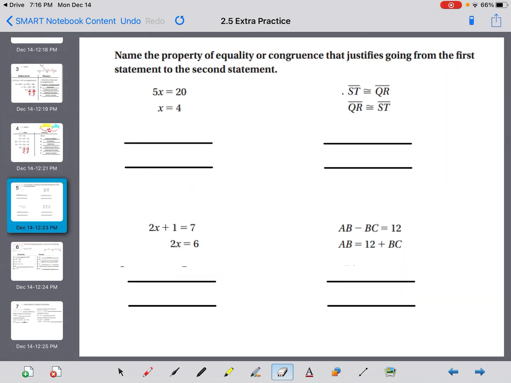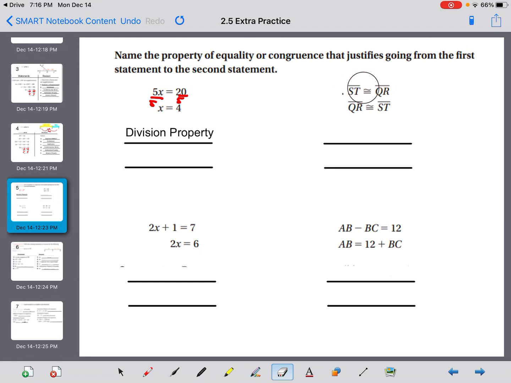Okay, we have 4 examples here. It says name the property of equality or congruence that justifies going from the first statement to the second statement. Well, we have 5x equals 20 goes to x equals 4, so they divided by 5 on both sides. That's your division property of equality.